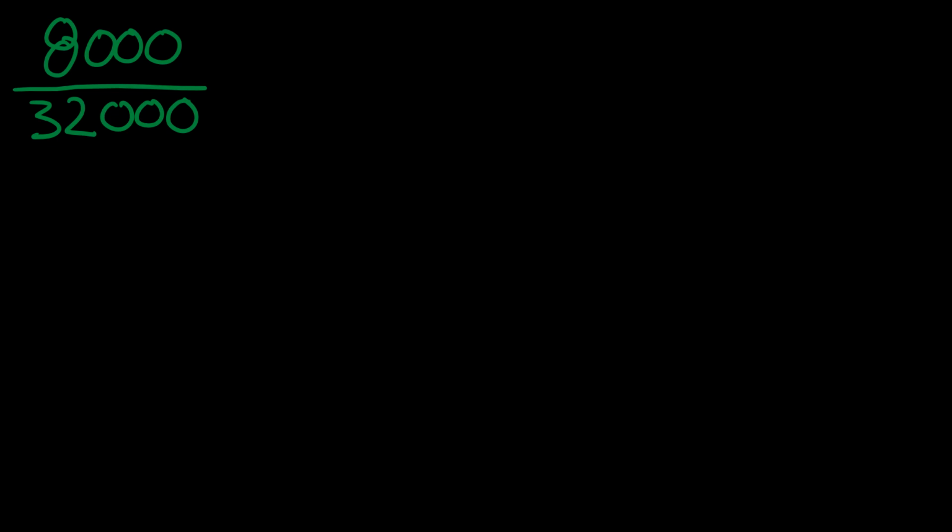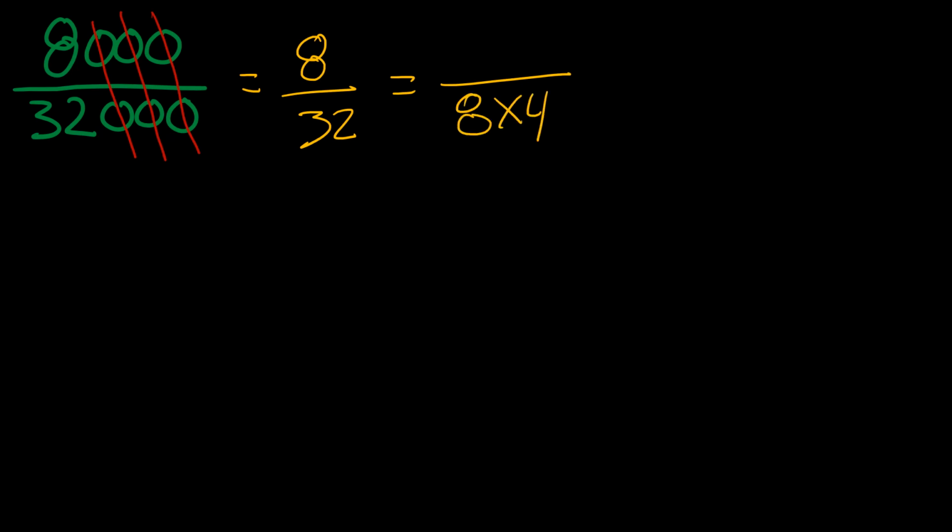Alrighty, we have 8,000 divided by 32,000. Pause, take a break, see if you can figure this one out. Alrighty, in case you've guessed it, I can cancel my zeros, right? And I'll just be left with 8 divided by 32. And we can rewrite 32 as 8 times 4. There's still an 8 on top, and what do we do when there's an 8 on top and on bottom? That's right, they're going to cancel. It's going to go to 1, left with 1/4.